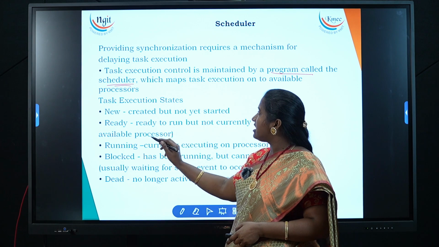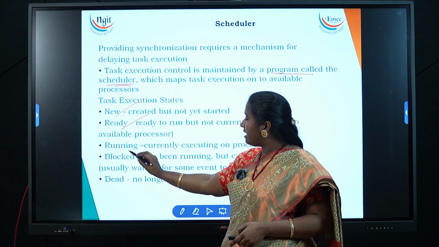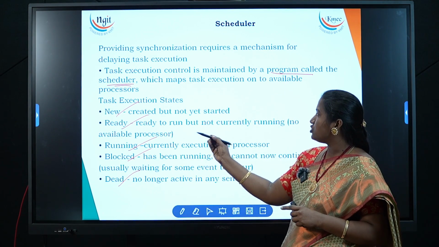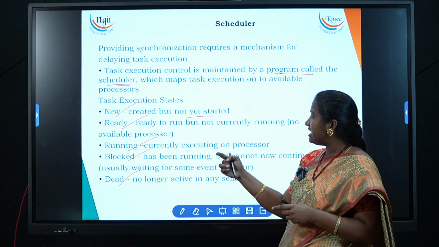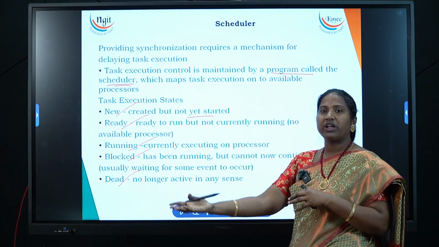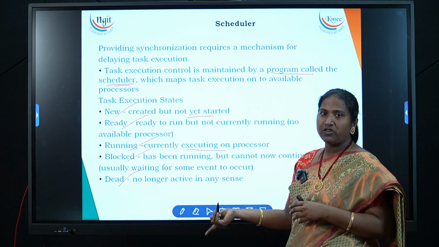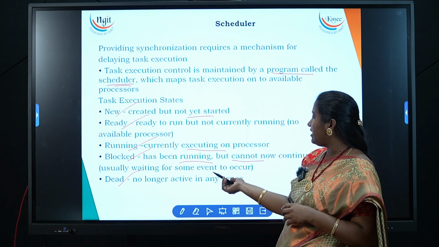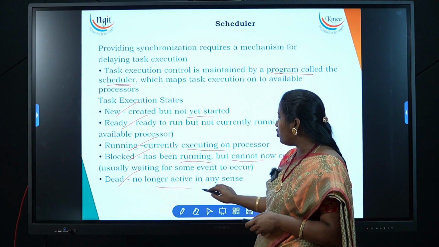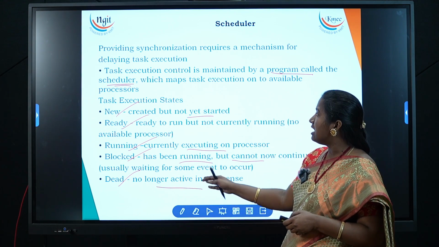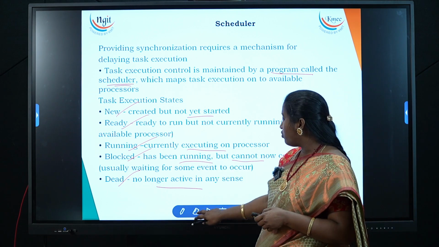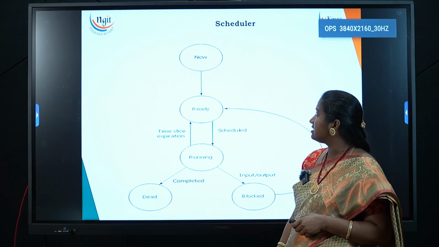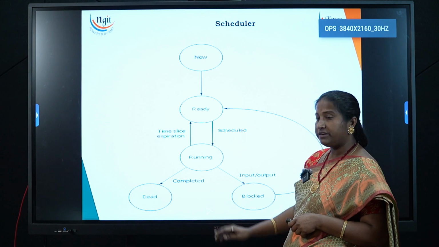So the task execution states are: new state, ready state, running state, blocked state, dead state. This is also important. New state is created but not yet started. Ready is created and ready to run. Running is currently in execution. Blocked is has been running but cannot now continue, usually waiting for some event to occur. Dead is no longer active in any sense. So this is what the scheduler maintains, giving the current processing state of the task. These are the phases of your task: new, ready, running, blocked, and dead state.